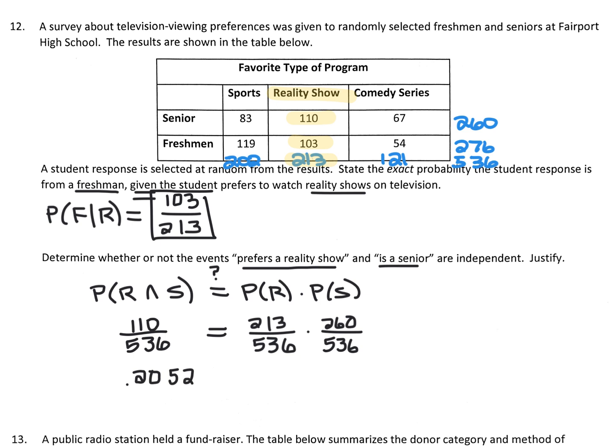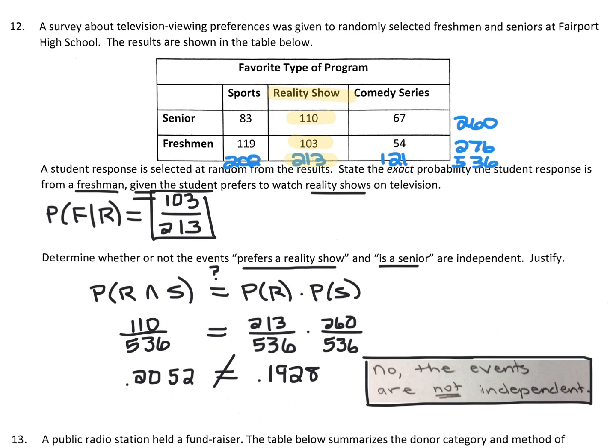Okay, let me bring down the equal sign. We may have to put a slash through that. And then if we determine what this side is equal to, it's close, but it has to be exactly the same. It's not. It's approximately 0.1928. So these are not equal. So what we could say is no, the events are not independent. All right, so there we have it.